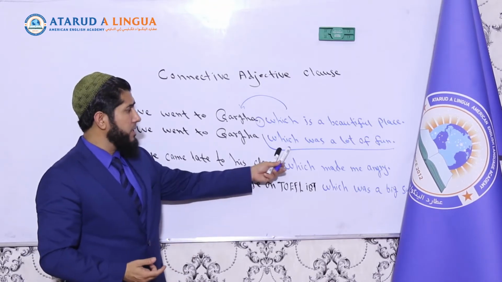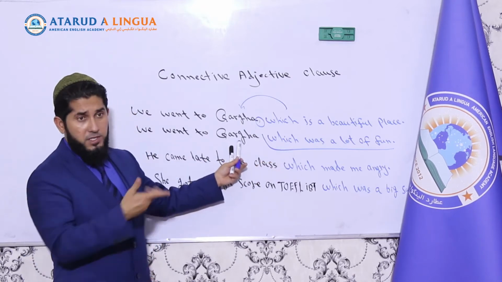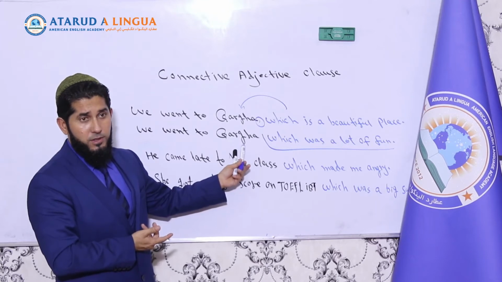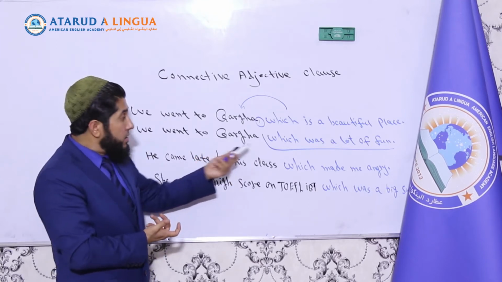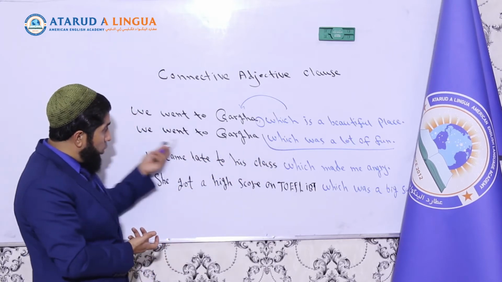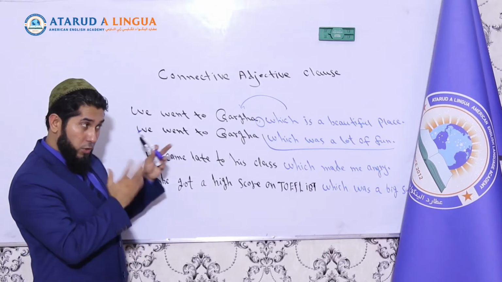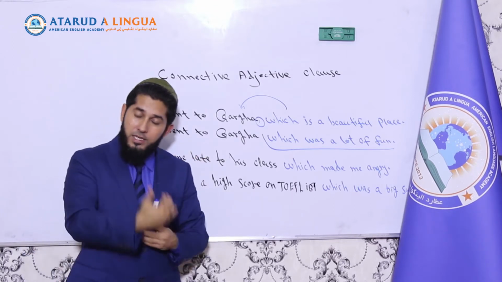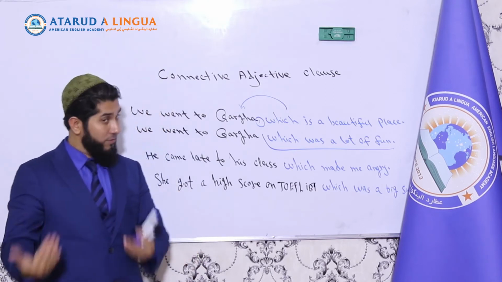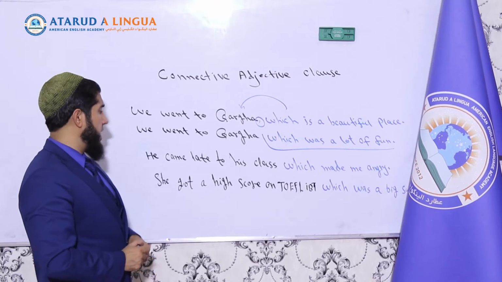The adjective class here does not modify the noun Karga. It doesn't say anything about this place. It modifies actions. The action, the idea of going to Karga. So the adjective class modifies the whole idea in its main class. Okay? So it was a lot of fun. What was a lot of fun? The idea of going to Karga was a lot of fun. Okay. Look at the third example.